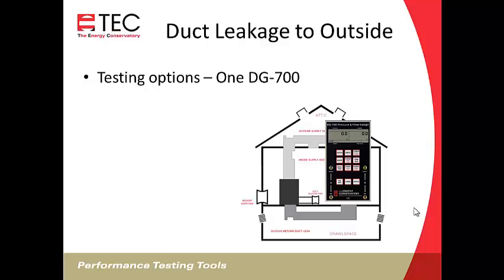Occasionally we'll have people who will buy a blower door and a duct blaster system, and to save some money on that initial purchase, they'll just get one DG700. So there is a way to do the test with only one gauge. So we'll go through that first.